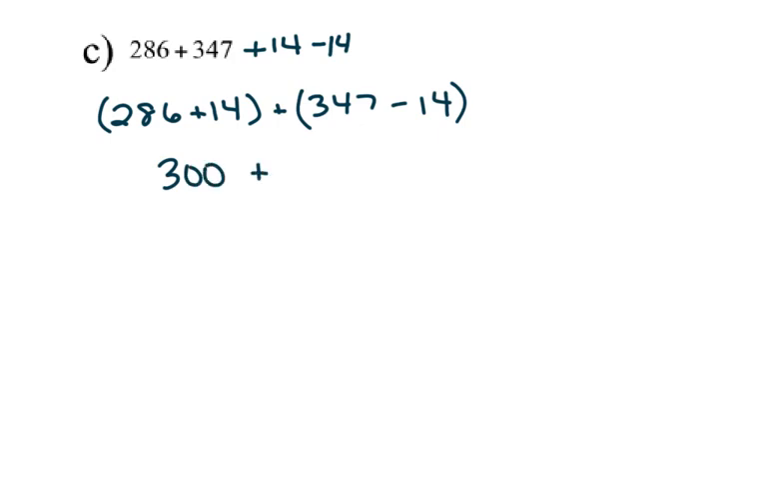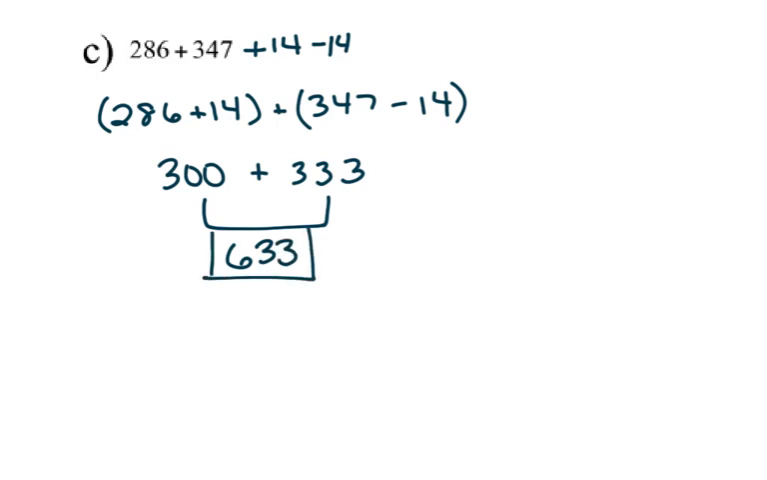347 minus 14 will give me 333. Adding together 300 and 333, we get 633, which is much quicker than adding 286 and 347 using mental math processes.